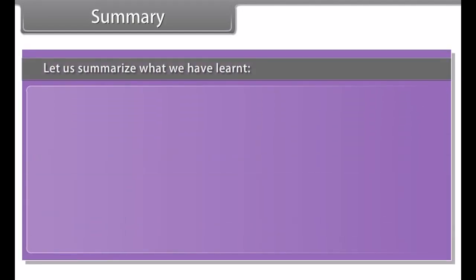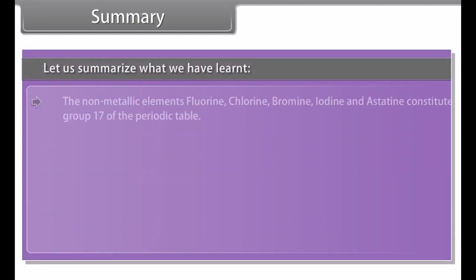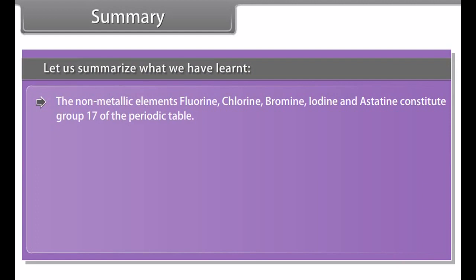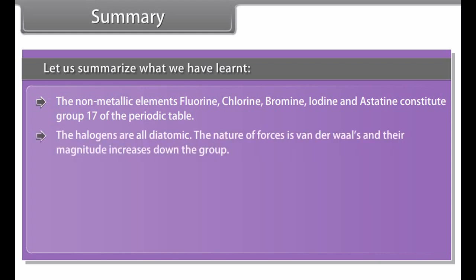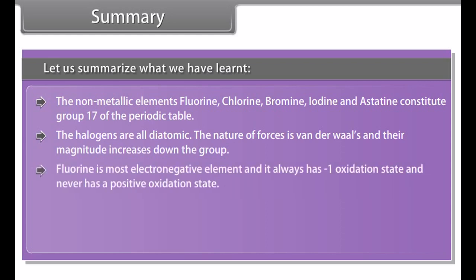Summary. Let us summarize what we have learnt. The non-metallic elements fluorine, chlorine, bromine, iodine and astatine constitute group 17 of the periodic table. The halogens are all diatomic. The nature of van der Waals forces and their magnitude increases down the group. Fluorine is the most electronegative element and it always has the -1 oxidation state and never has a positive oxidation state.